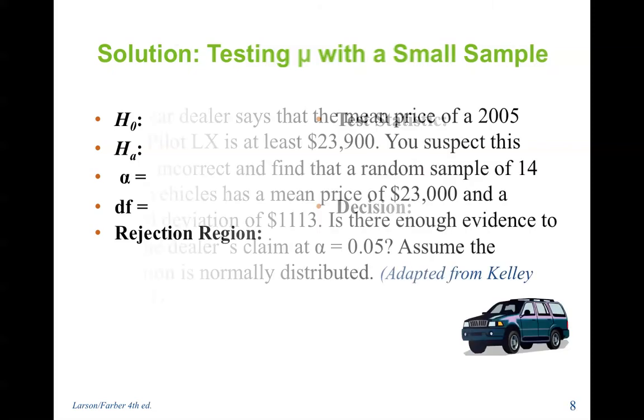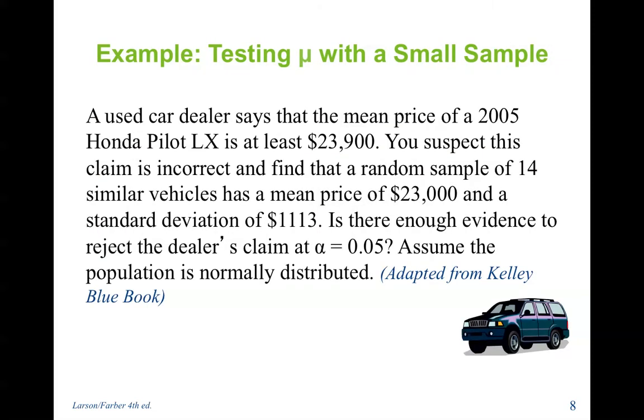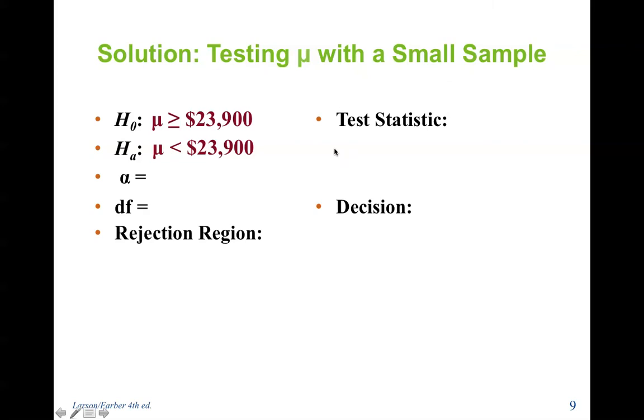All right, so first we have to know our H0. In our case, we want to find out the claim. You suspect the claim is incorrect and find that the random sample has a mean price of this and a standard deviation of this. So that is less than here. So if we go here, we're going to do our prediction. It's less than that amount. So our H0 has to be opposite of that, which is greater than or equal to that amount.